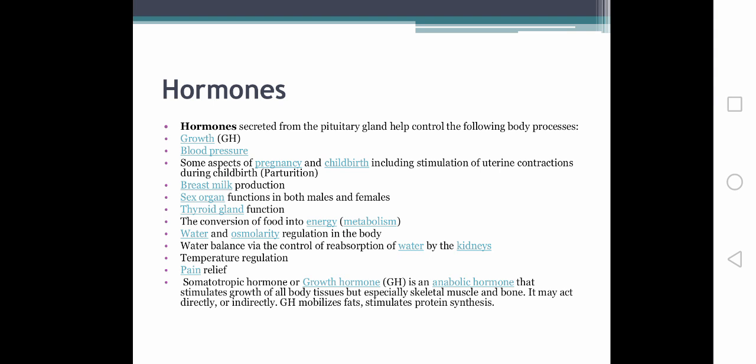It is oxytocin and lactotropin. Breast milk production, lactotropes, then sex organ function in both males and females, thyroid gland function, the conversion of food into energy, metabolism.